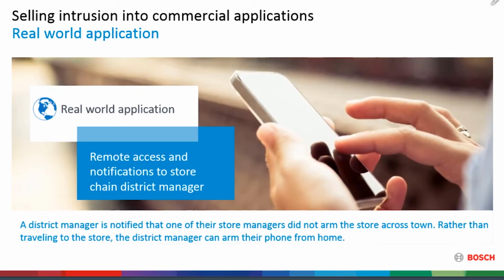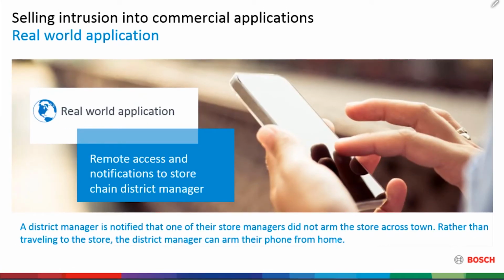Another real-world application is the ability to use your smartphone to control your system. Imagine that you are responsible for a bunch of restaurants, a Dunkin' Donuts or whatever, and you find out that somebody on the other side of town has forgotten to arm their restaurant. You don't want to drive across town to arm that system. So you pull out your smartphone, and you can use a feature that we call remote security control to arm that system.